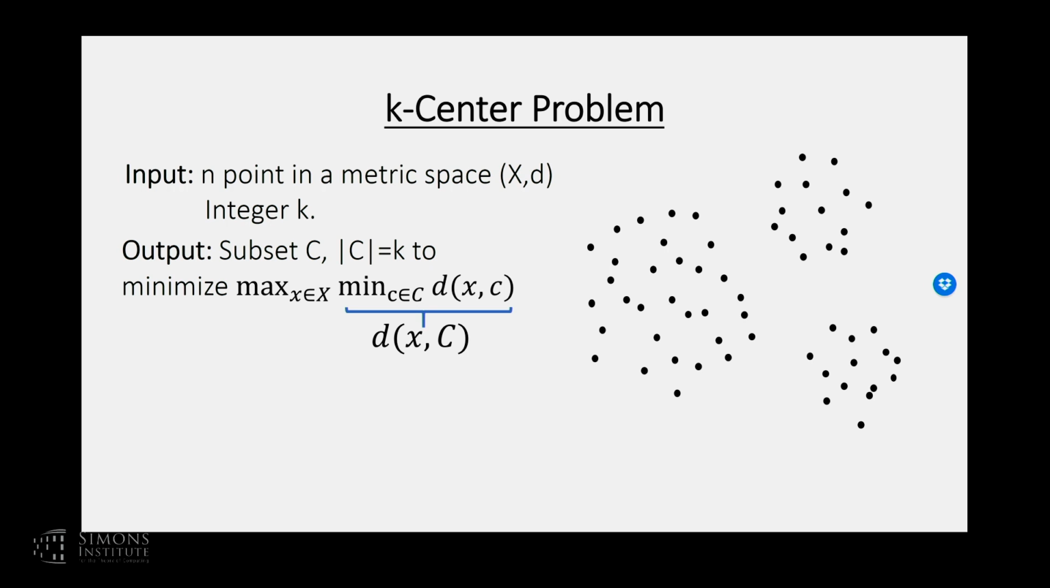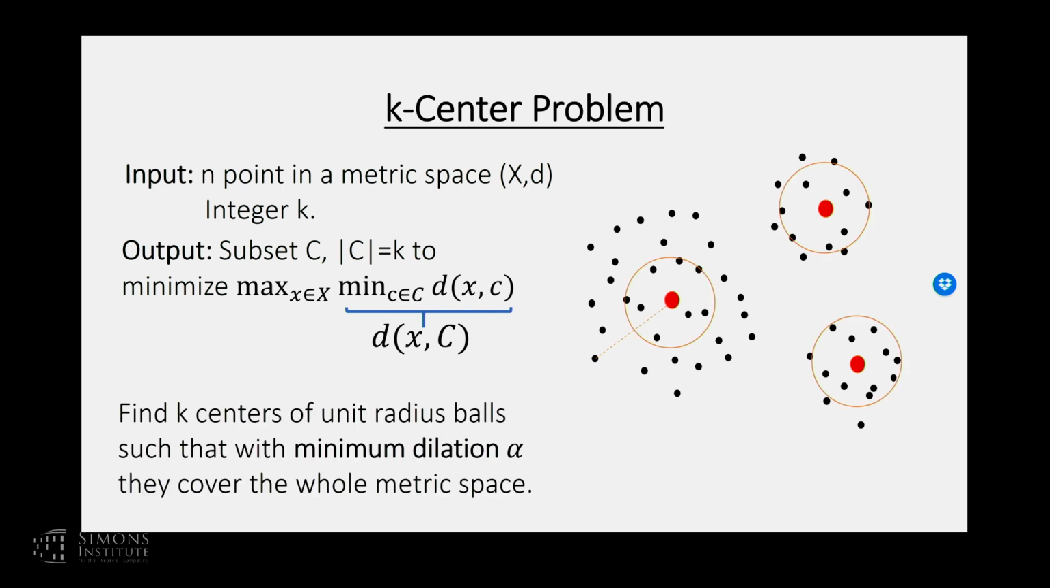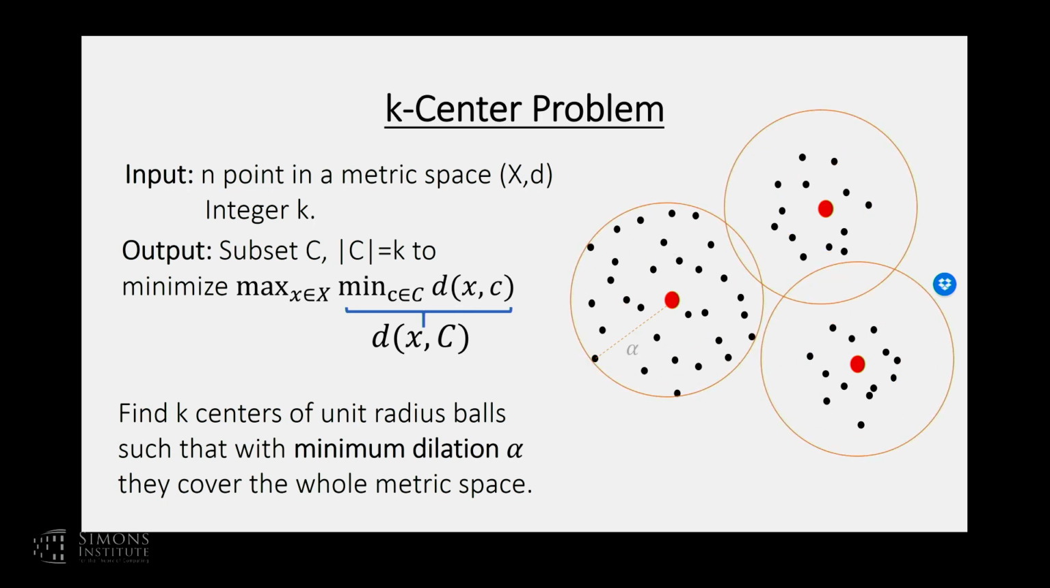So this is the original k-center problem. In this picture, maybe k is 3. I want to place these red dots so that the farthest point from its red dot is as close as possible, and this distance I want to minimize. Another way of putting this: I am given k balls of radius 1, and I want to find the centers of these balls so that, with the minimum dilation alpha, these balls cover the whole metric space. That's the same restating of this problem.